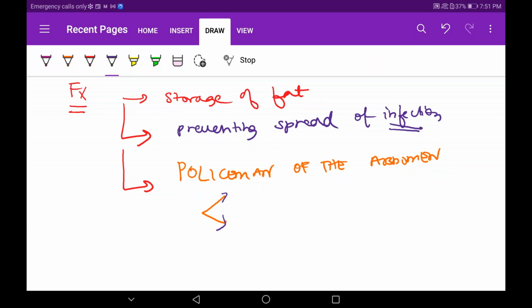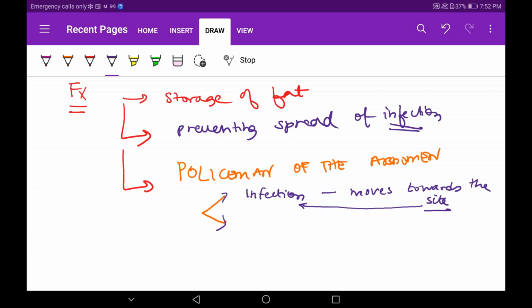So now, in the policeman of the abdomen, what is the reason I'm telling you to write? Two things it will do. One is when there is infection, this greater omentum will move toward that site. Did you understand? Wherever there is infection, it will move towards the site of infection. Did you write this first point?